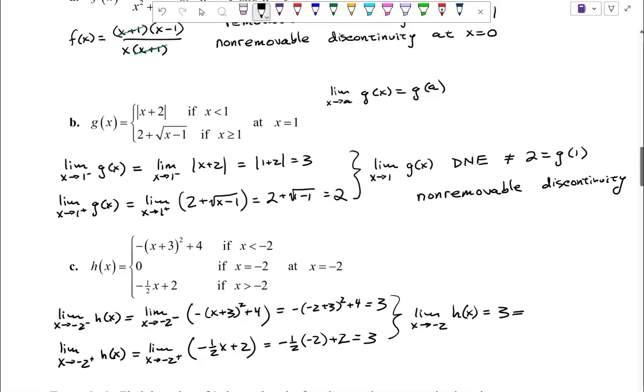However, this does not equal 0, which is h of -2. This means that the graph of h has a hole at x equals -2, and the point at x equals -2 is 3 units below where the hole is. So this is a removable discontinuity.